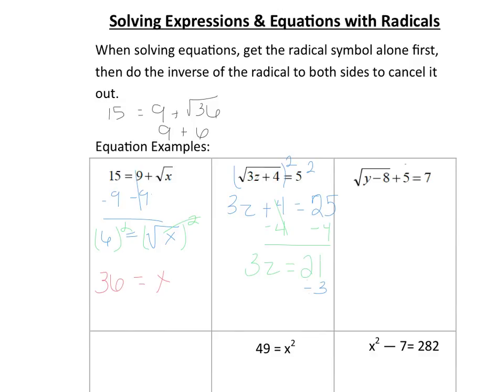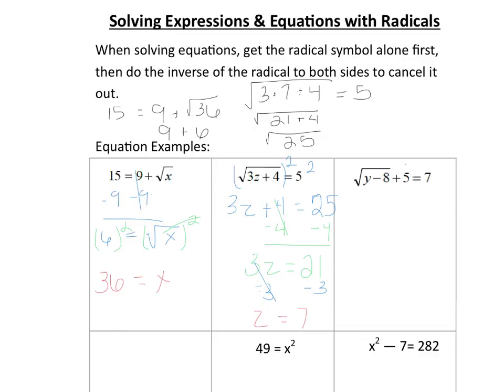Now we can divide by 3 to get that z is equal to 7. When we check our answer, we're wanting to know if 3 times 7 plus 4, if we take the square root of that, does it equal 5? Well, 3 times 7 is 21 plus 4. So is the square root of 25 equal to 5? Yes. So we know our answer is correct.